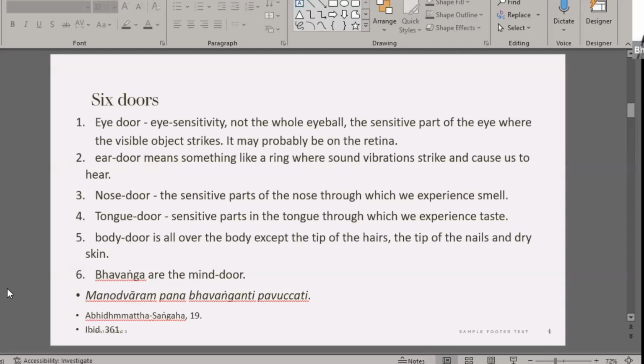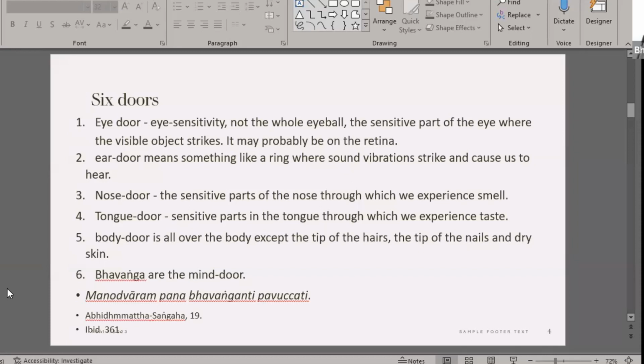So in the tongue door, there are sensitive parts in the tongue through which we experience taste. For example, when we eat something, we feel taste as well as hot and cold. What we feel as hot and cold is not the tongue door. That by which we experience taste is the sensitive part to taste. These sensitive materialities are called tongue sensitivity. In this section, we call it tongue door.